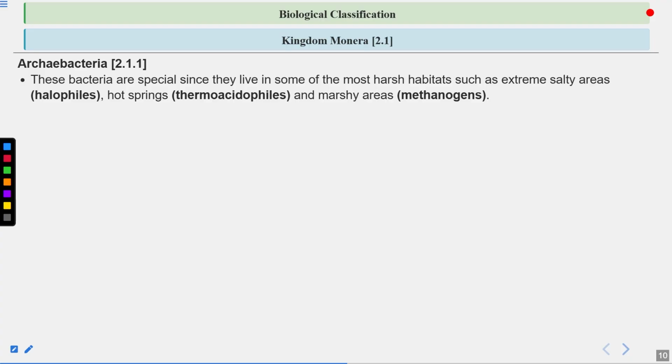Now, these bacteria are special since they live in some of the most harsh habitats, such as extremely salty areas. They are known as halophiles, which live in extreme saline conditions. They can live in hot springs where the temperature is very high. They are known as thermoacidophiles. They can live in marshy areas. Clear? The bacteria which live in marshy areas are known as methanogens. Clear?